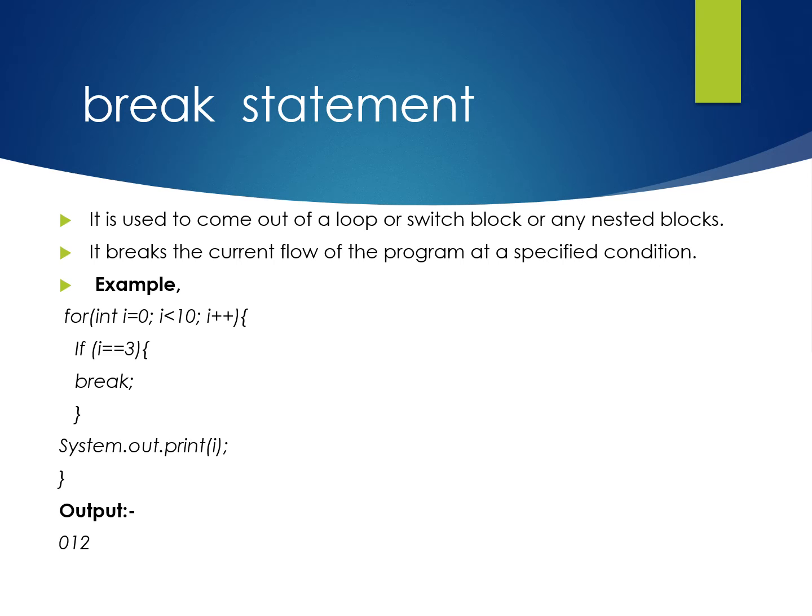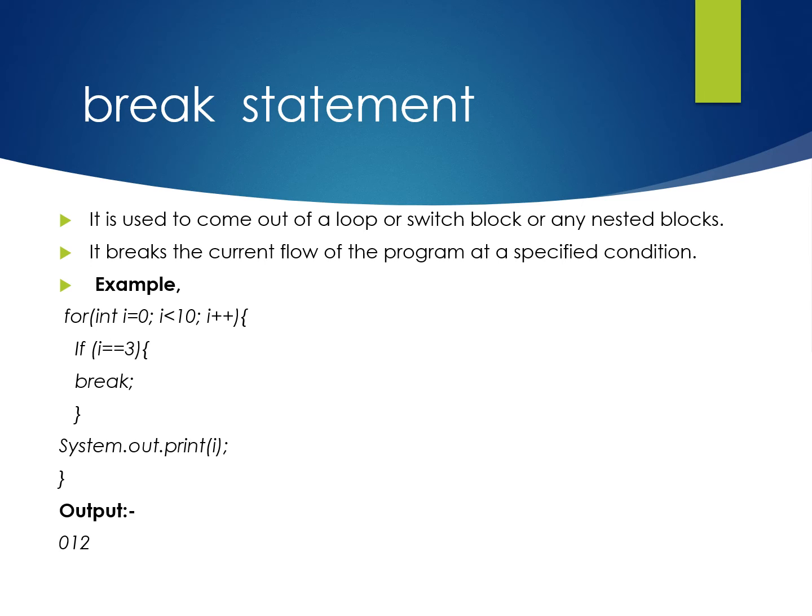Now we come to the break statement. It is used to come out of the loop or switch block or any nested blocks. It breaks the current flow of the program at a specified condition. For example, in a for loop, we take an integer i equals 0 as initialization, and then we put the condition that i should be less than 10. Then we put an increment. If i equals 3, then it will break. Then the system will print the value of i.